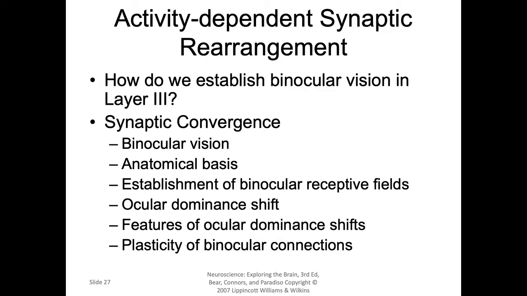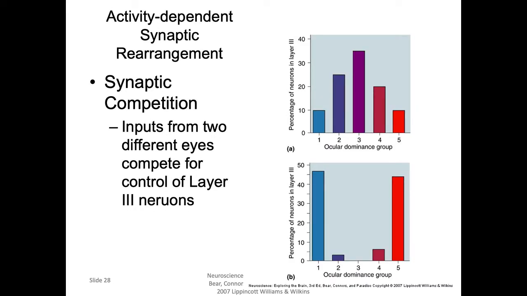So there's a couple of ideas that happen here. And one of them is this idea of what they call synaptic convergence. We talked about monocular deprivation, but the other thing I want to talk about is this convergence that happens by having both inputs happening at the same place. So let's look at this particular type of example.